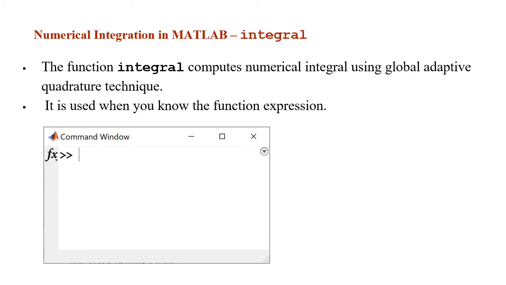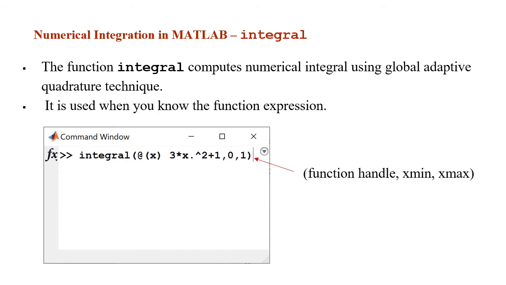Now we'll learn how to use the integral function to compute the numerical integration. In MATLAB, the function integral uses the global adaptive quadrature technique, and it is used when you know the function as an expression. You first type the function name, integral, and then list the inputs in that particular order. First, you provide the function handle, then the limits of the definite integral, x min and x max.